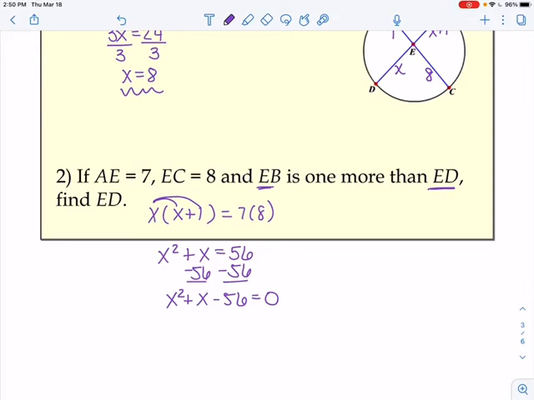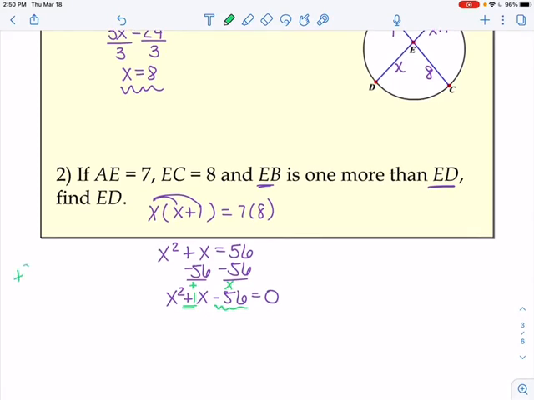To factor a trinomial, again, this is when you are looking for two things that multiply to the last term. So multiply to a negative 56 and add to a positive 1. So take a second, think about it, two numbers, and again, just be careful of your sign. They have to multiply to a negative 56 and add to a positive 1.